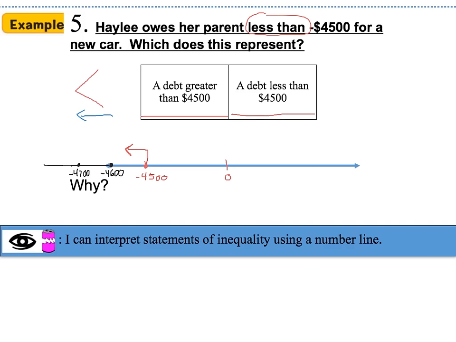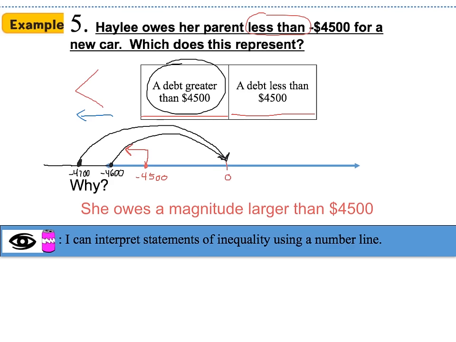So if she wanted to pay her parents back, and she was at negative $4,600, she would have to pay her parents back more than $4,500 just to get back to zero, because the magnitude is larger than $4,500. If, for example, she owed her parents negative $4,700 and she wanted to pay them back, she would have to pay them back more than $4,500 because the magnitude is greater than $4,500. Therefore, she has a debt greater than $4,500. And the reason why is because she owes a magnitude larger than $4,500.